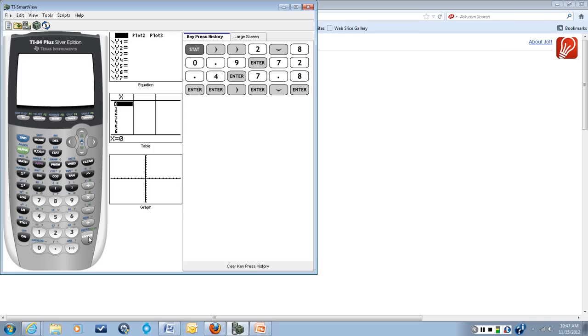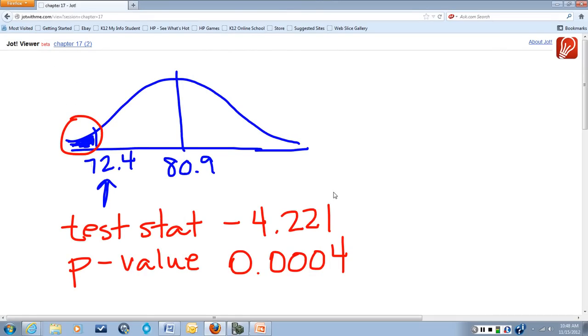We'll go ahead and calculate that, and it will give us a t for the test statistic and a p-value right here. The test statistic, and we want to round that to 3 decimal places, is negative 4.221. And our p-value here, notice that it's in scientific notation. And when it's in scientific notation, you're going to have to convert that. We want it to 4 decimal places. That's 0.0004.